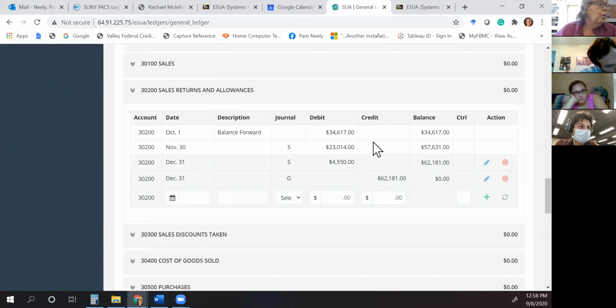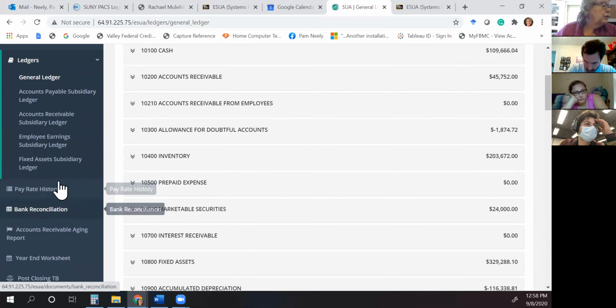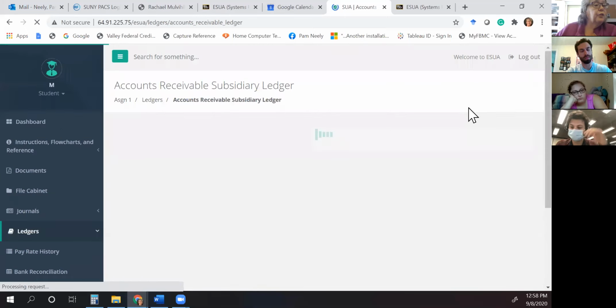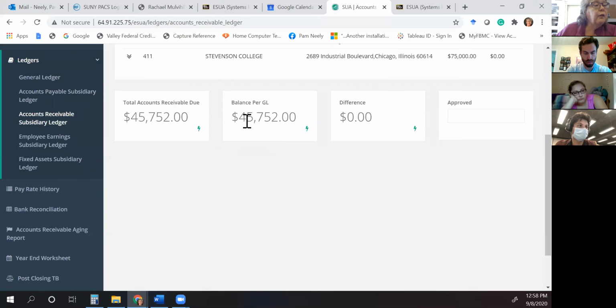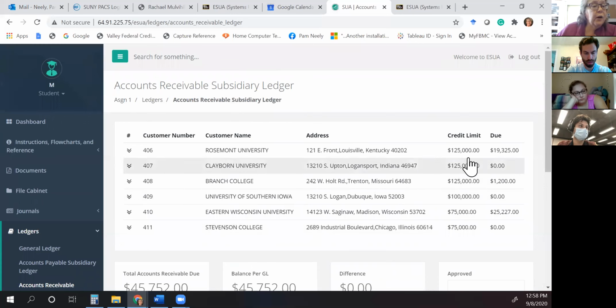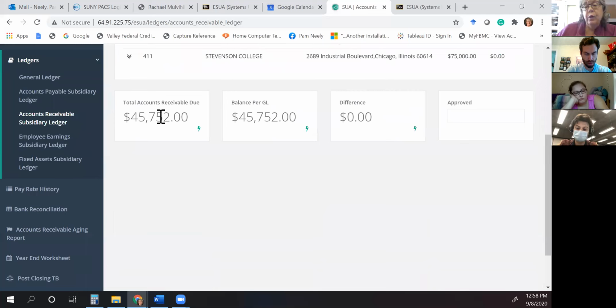And you'll notice once everything is posted, let me go back here to my accounts receivable subsidiary ledger. Once everything is posted to the general ledger, I have a balance per GL of 45,752. I have per this accounts receivable subsidiary ledger 1, 2, 3. These 3 add up to 45,752. So my detail, my subsidiary ledger, agrees with the general ledger account. The difference is 0, and then you approve it. I think it's Nancy Ford, but I'm not sure. You will want to check that one.